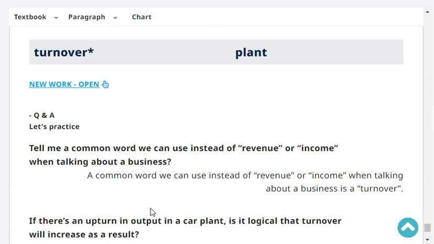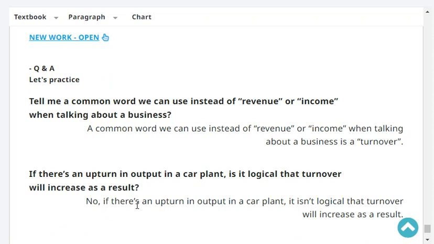Very good. Tell me a common word we can use instead of revenue or income when talking about a business. A common word we can use instead of revenue or income when talking about a business is turnover.